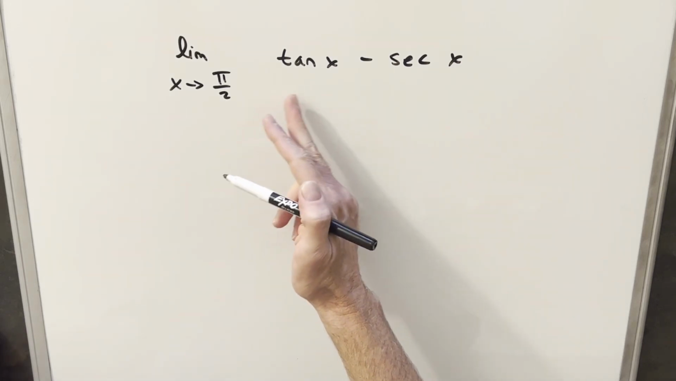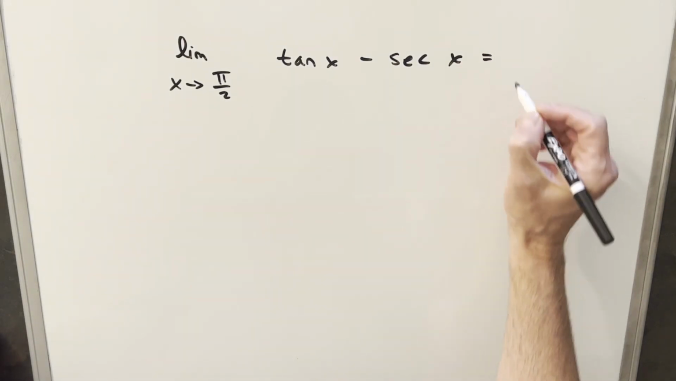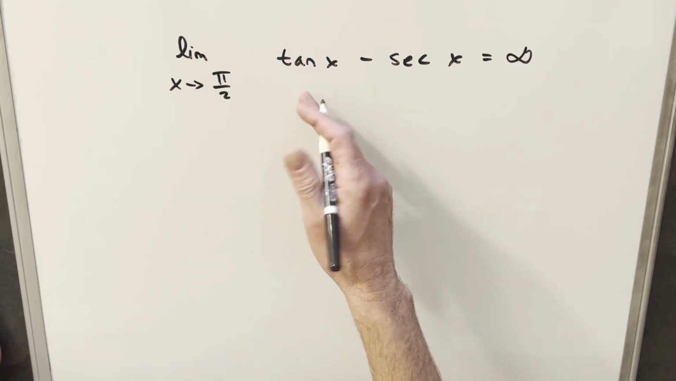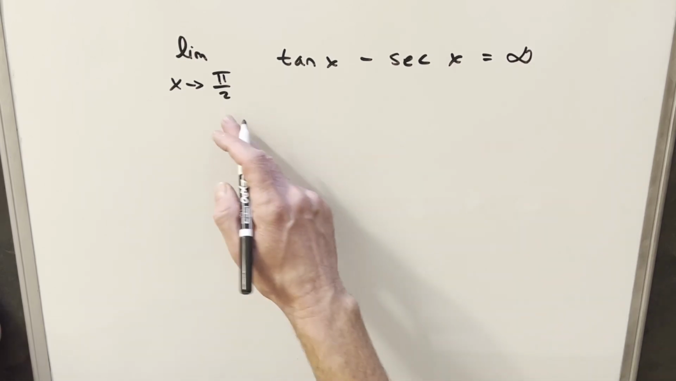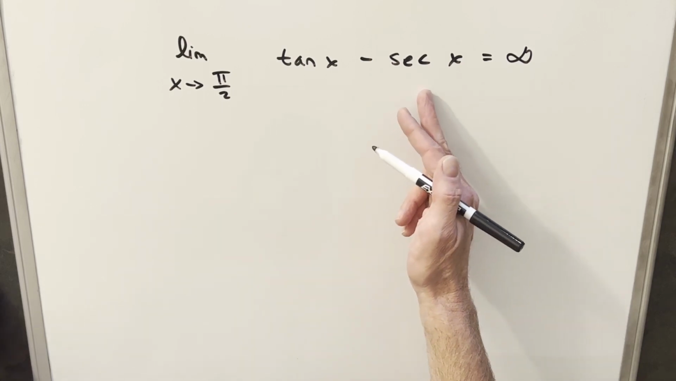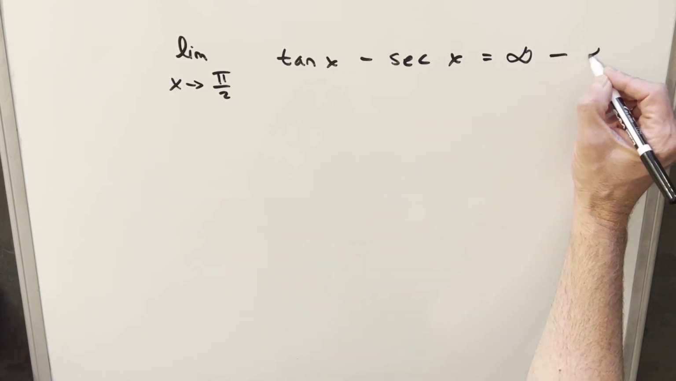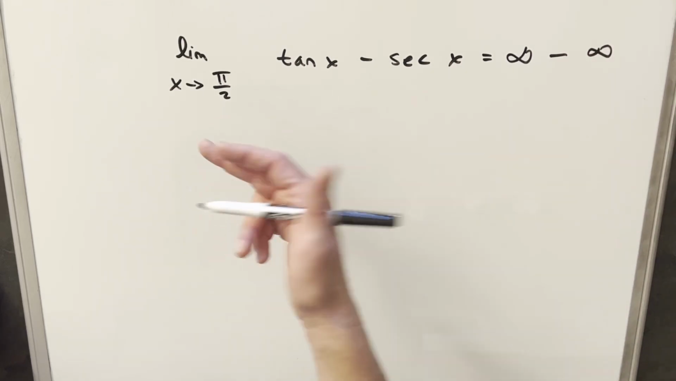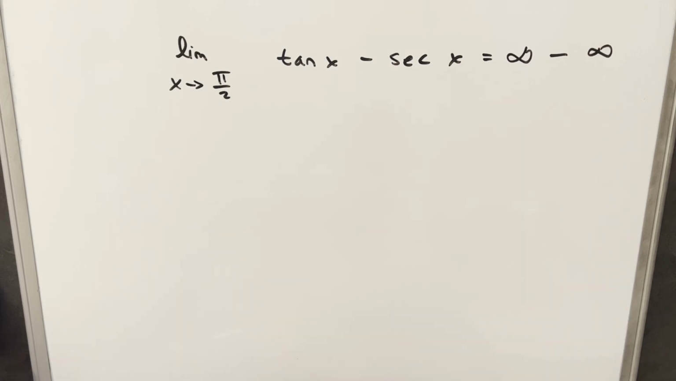So if we evaluate tan at pi over 2, tan at pi over 2 is actually going to infinity. And that's because tan is sine over cosine. Cosine at pi over 2 is 0, so we're dividing by 0 there. And then secant x is also going to infinity because, again, it's 1 over cosine x. Because cosine at pi over 2 is 0, again, we're dividing by 0.